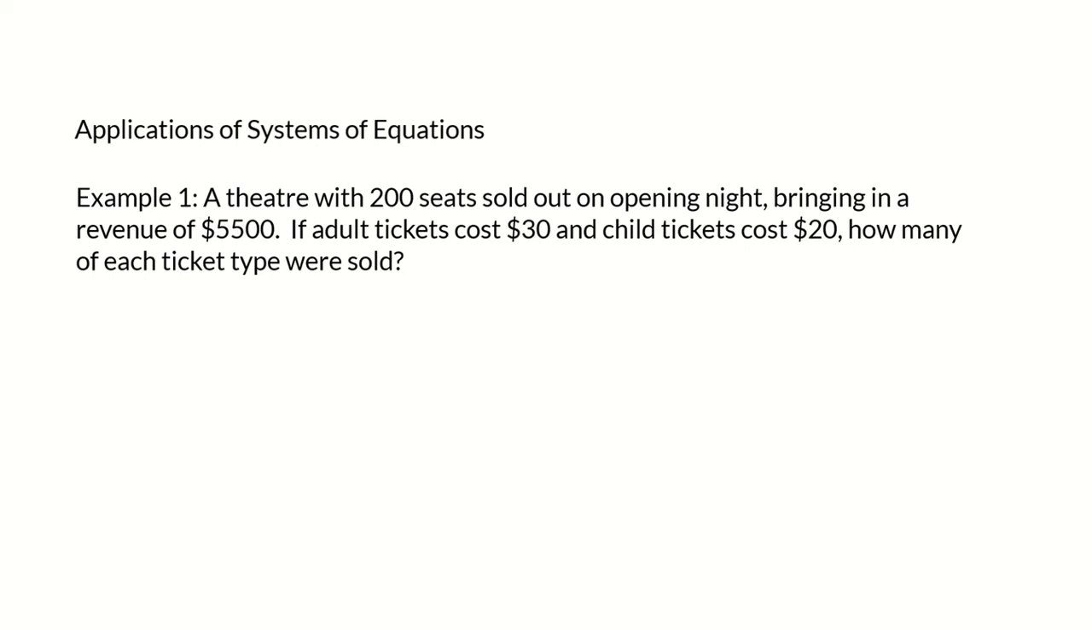This is a few examples of applications of systems of equations. Example 1, a theater with 200 tickets sold out on opening night, bringing in a revenue of $5,500. If adult tickets cost $30 and child tickets cost $20, how many of each ticket type were sold? So in this situation, there are two types of information. There's information that has to do with money, and then there's information that has to do with number of tickets.